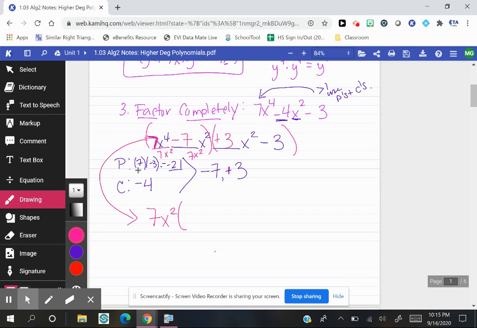Inside the parentheses, I write what's left. 7's cancel. X to the 4th divided by x to the 2nd is x to the 2nd. Remember, you subtract exponents when you're dividing them. Here our 7's cancel, our x squareds cancel. So do I just not write anything? No, because if you have 2 terms here, you still have to have 2 terms here. And when you divide something by itself, it gives you 1, not 0.